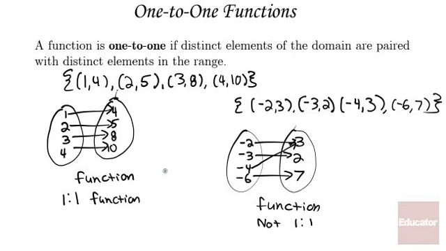Because they're both functions, since each element of the domain is paired only with one element of the range. But in this case, it's not a unique element of the range. These two, negative 2 and negative 4, actually share an element of the range, whereas this is unique. It's a one-to-one correspondence.